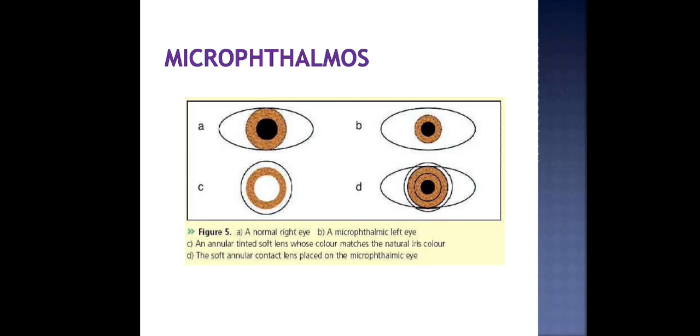The same applies in microphthalmos. As you can see in the B image, the cornea of the microphthalmos, a small eye, with the help of contact lens type C, the cosmetic appearance is the same as in the fellow eye.